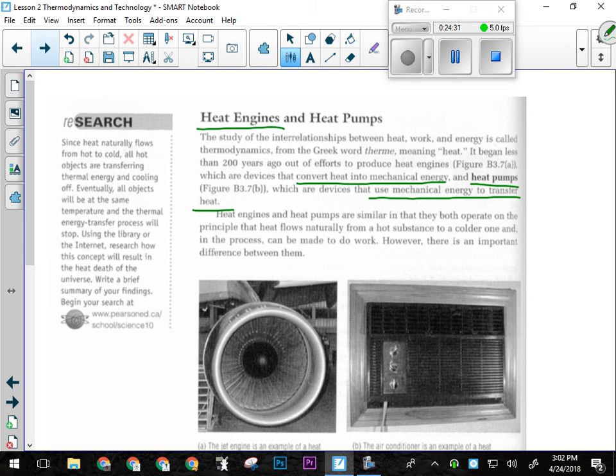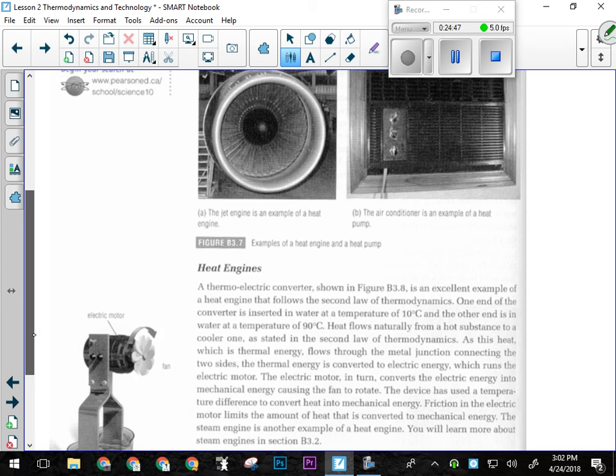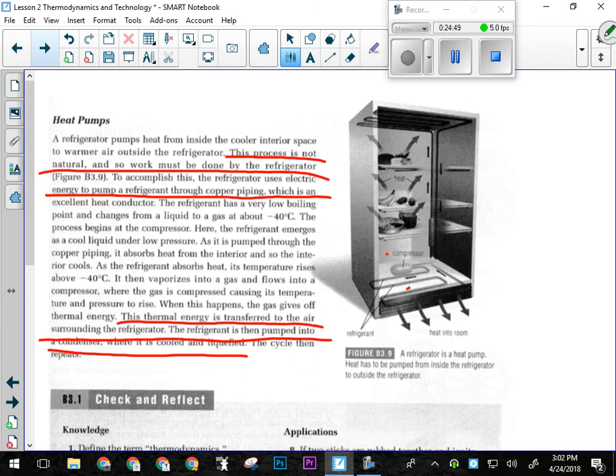How many people have ever been next to their fridge when it fires up and you can feel the hot air blowing out from underneath it? If you've never done that, the next time it turns on, go stand next to it. You can feel hot air coming out from underneath because what's happening is inside the fridge is coolant.